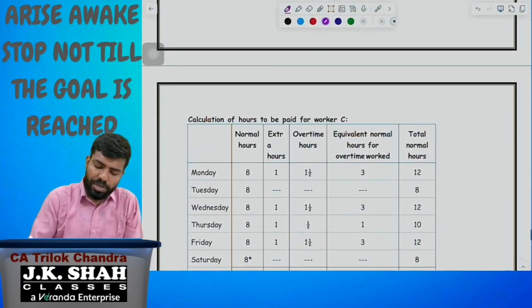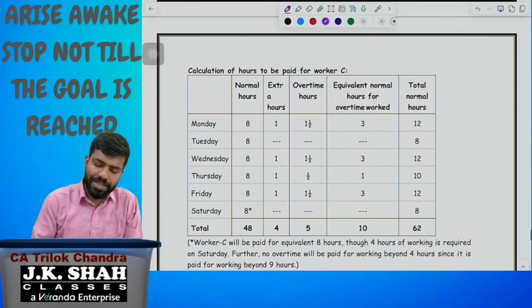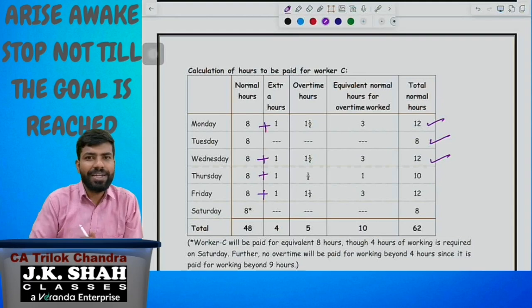And here the total time is 9 plus 3, 12. 8 plus 0, 8. 9 plus 3, 12. Sum of these two. As I told you, we can write in the same column. Okay. 9 plus 3, 12. Here, 8 plus 0, 8.